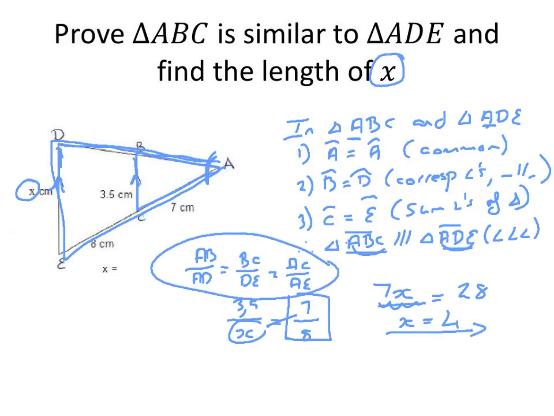So two important things about similar triangles. All their angles are equal, and their sides have to be in proportion. Either prove the sides are in proportion, or do what we've done here, prove their angles are equal, and you can find missing sides. Pretty straightforward.